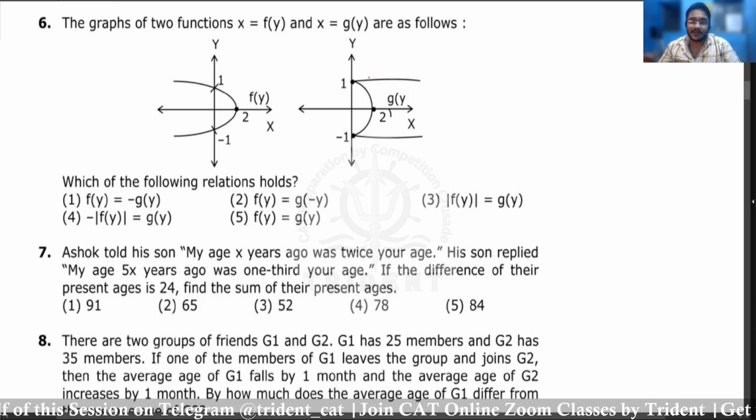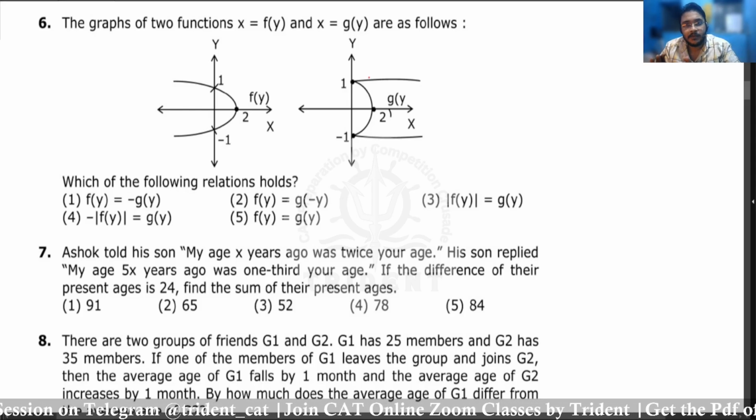So before I start solving these questions with you, I would like to let you guys know that this is high time you should be solving problems from sectional test, previous year mock, previous year CAT questions, so that you have a holistic understanding of what are the kind of questions that are tested in the CAT.